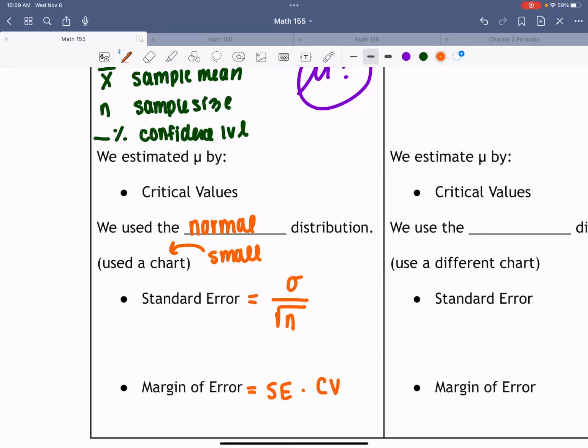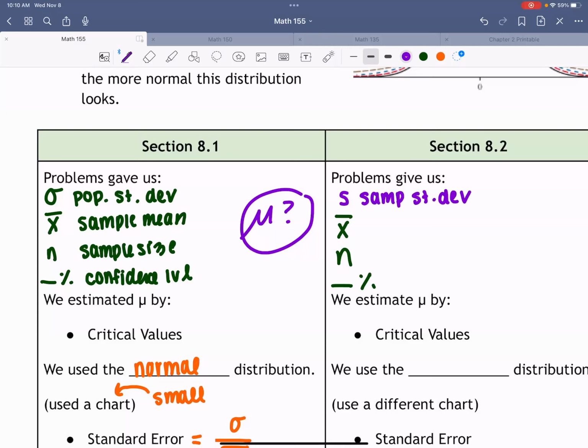Now, this section is going to be a little bit different, okay? But it's going to be very similar as well, okay? In this new section, we're going to be given problems that tell us a bunch of information. We're going to be given the confidence level, okay? We're going to be given the sample size. We're also going to be given the sample mean, okay? The only difference between questions in this section and questions in the last section is, instead of the population standard deviation, we're given S, or the sample standard deviation. Okay?